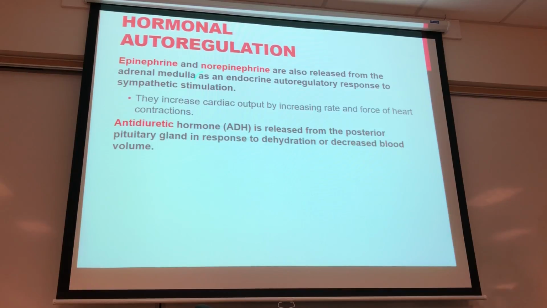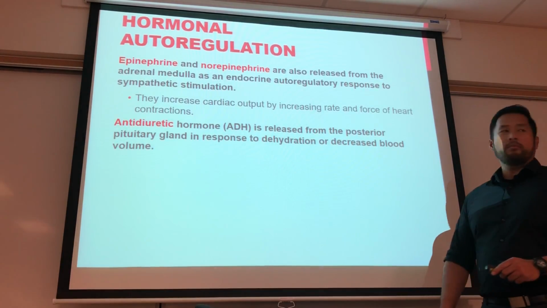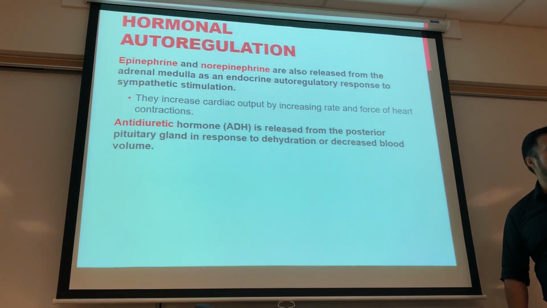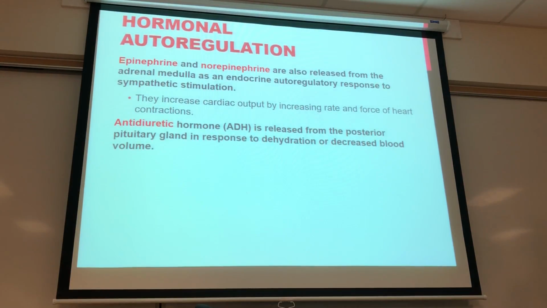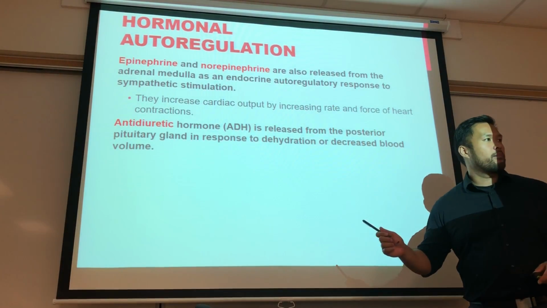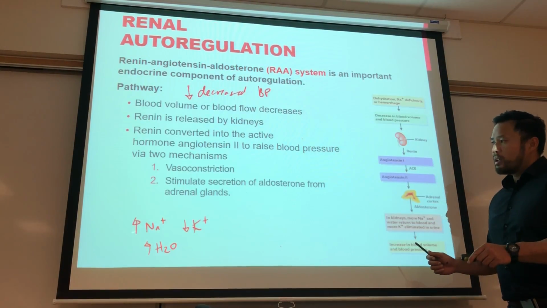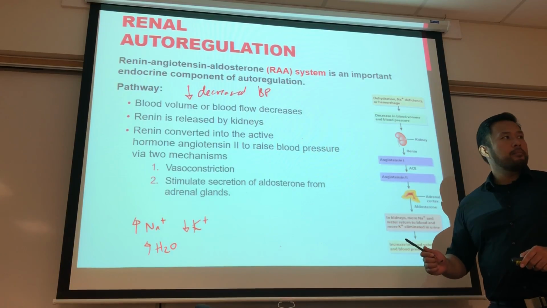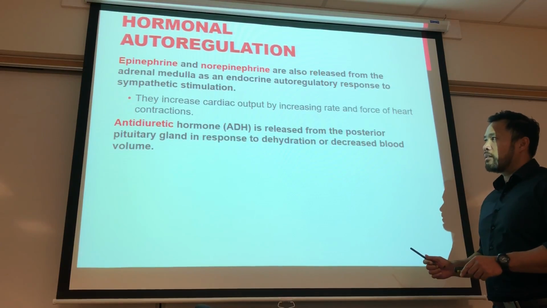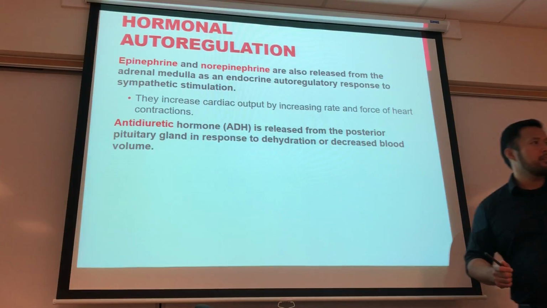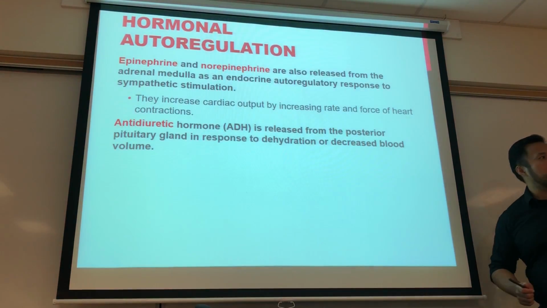Hormonal autoregulation. This we've already talked about. So epinephrine, norepinephrine, we've gone over that. That is sympathetic output. The antidiuretic hormone is a hormone that we haven't quite talked about. Antidiuretic hormone is the hormone that helps us conserve water. It's not related to sodium or potassium. It's strictly an antidiuretic. Stop us from peeing excess water.